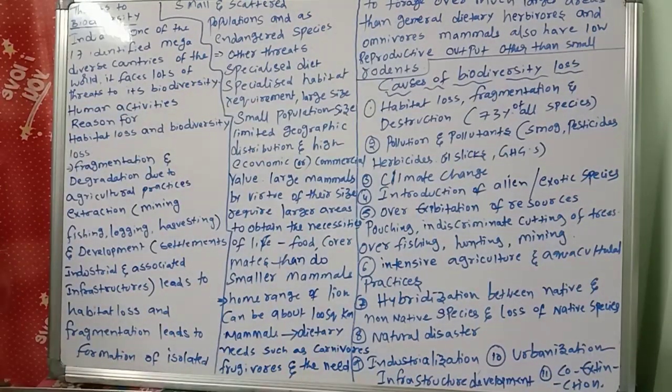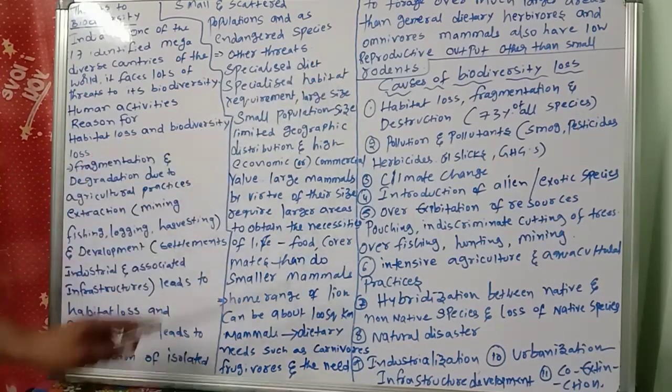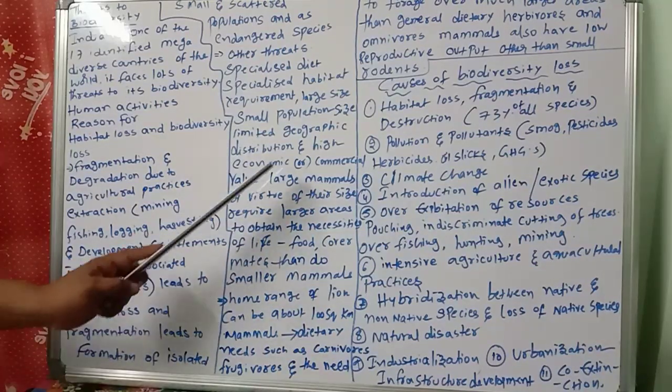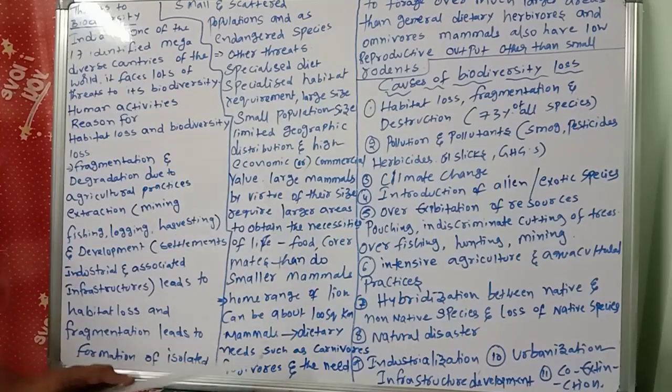Come on, observe very closely. Some other threats to biodiversity include a specialized diet. If they eat only a specialized diet, that affects biodiversity. Specialized habitat requirement also affects biodiversity, as do large size, small population size, limited geographic distribution, and high economic and commercial values. Commercial values also affect biodiversity.